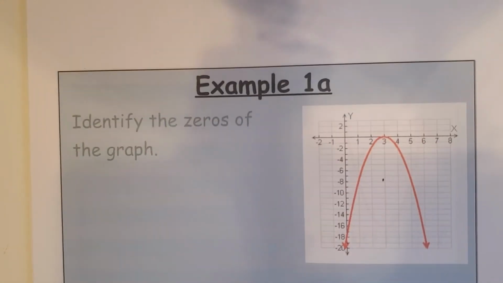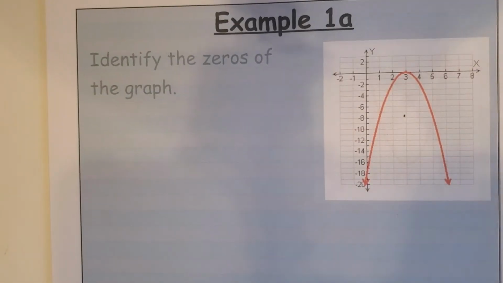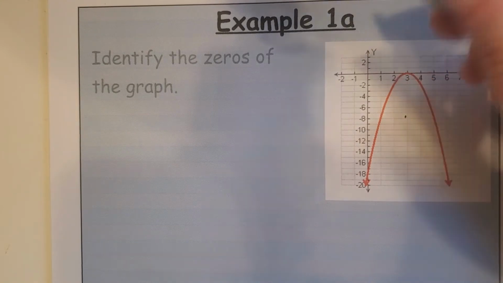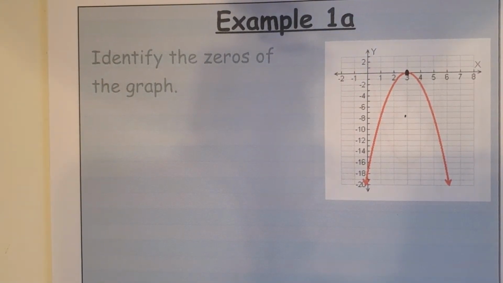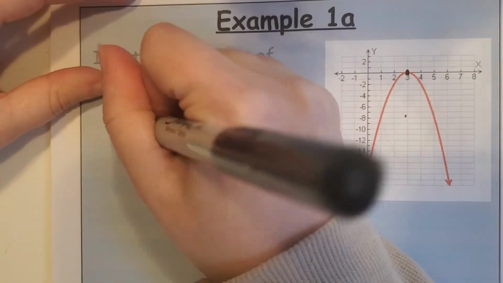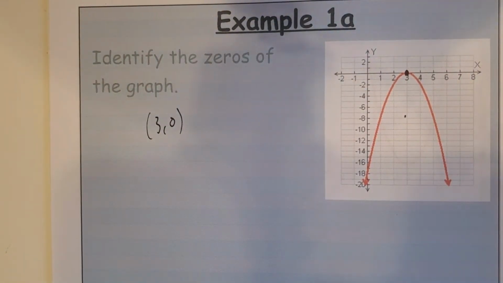So here, where does this red line cross the x-axis? Well, right here at x equals 3. In this case, like I said before, there's only one 0. There's only one x-intercept. So the only 0 here is (3, 0).